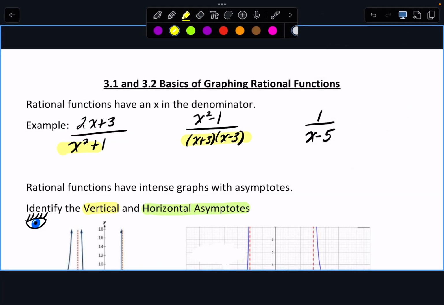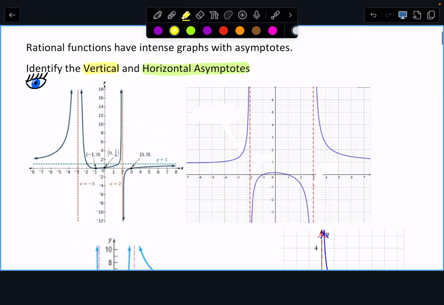You're going to ask questions. So what makes a rational function rational is it's a fraction that has an x in the denominator.